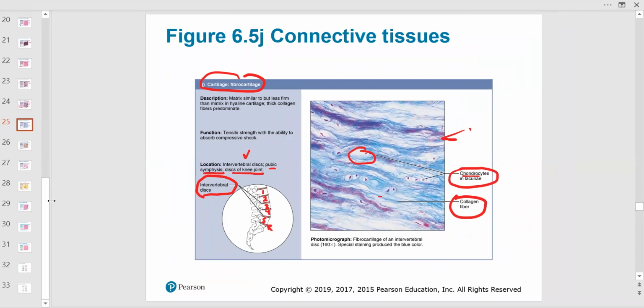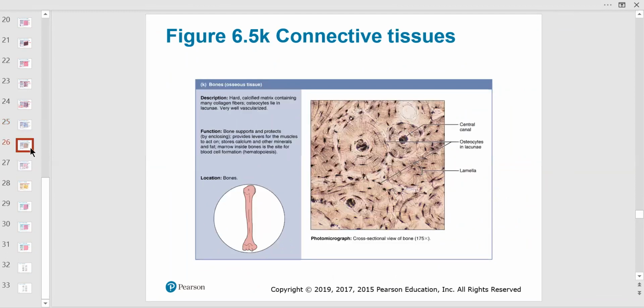I don't think there's any more cartilage. So there's three types of cartilage: hyaline, elastic, and fibrocartilage. And then you have to go back to all the connective tissues. It's crazy, man. It's crazy.